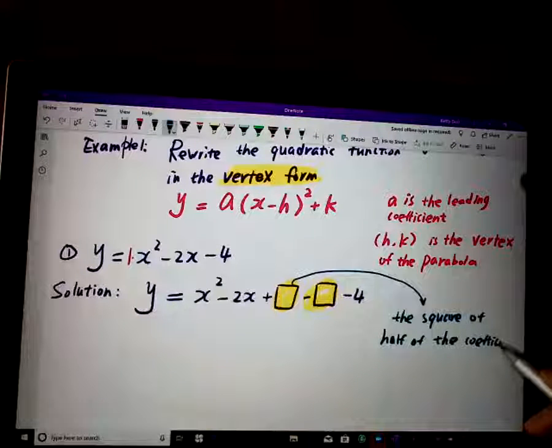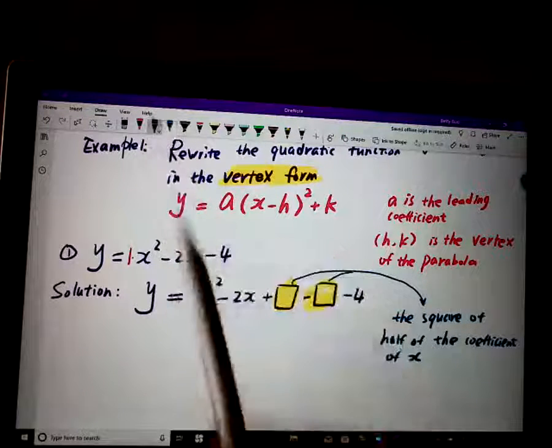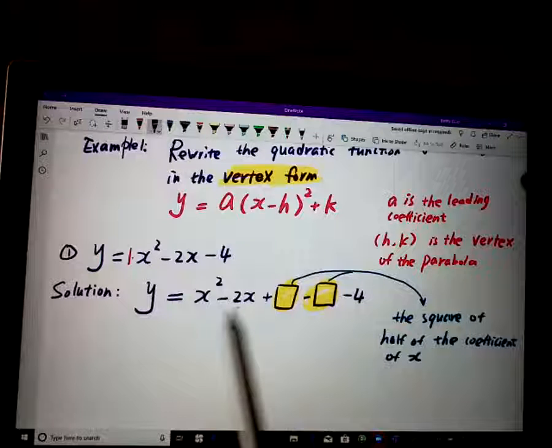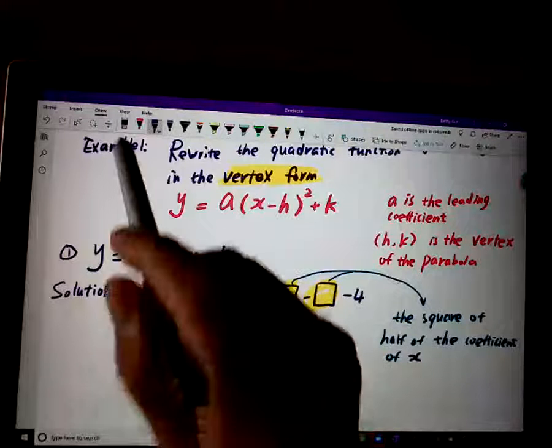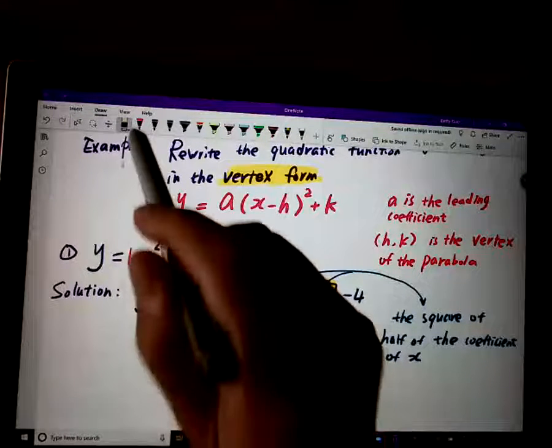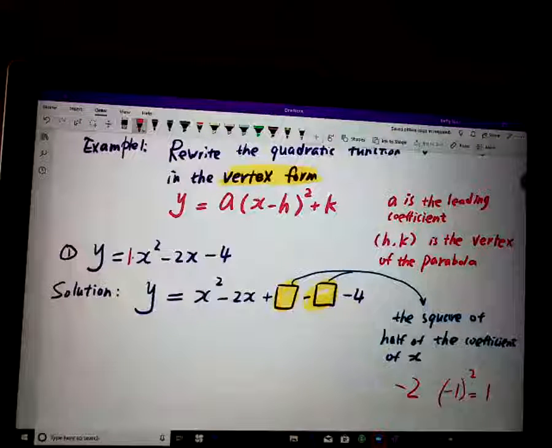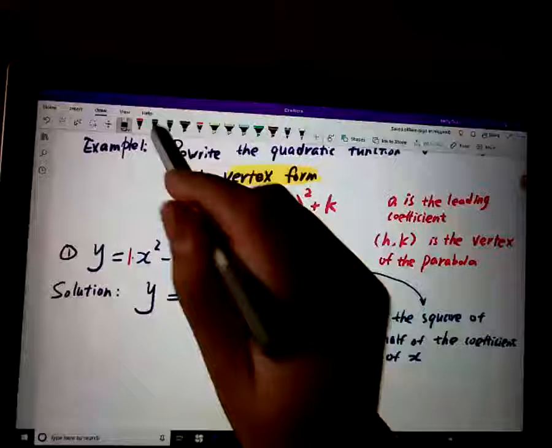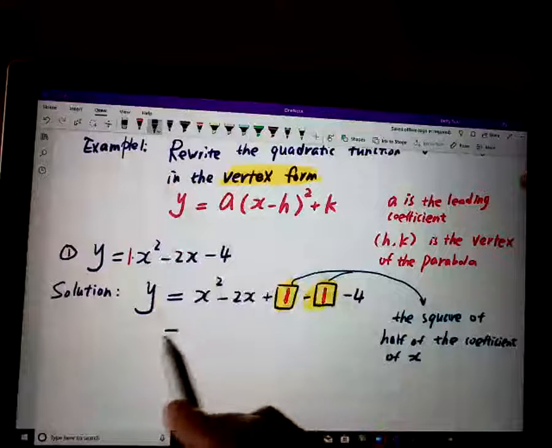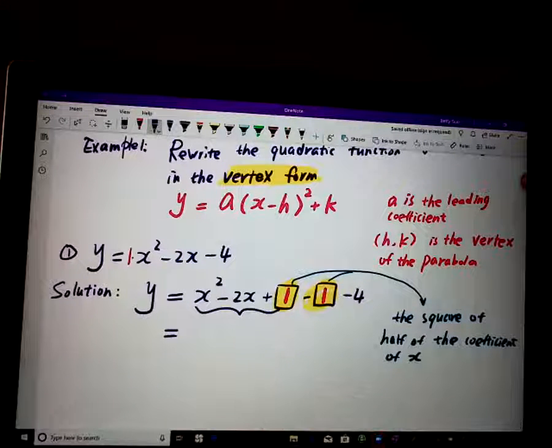So what number here? Coefficient of x. Okay, what's the coefficient of x? The original function is a quadratic function, so the middle term coefficient of x is -2. The number is going to be the square of half of the coefficient. How many terms now do we have in the first three? The first three could make a perfect square. You can try the factoring method.